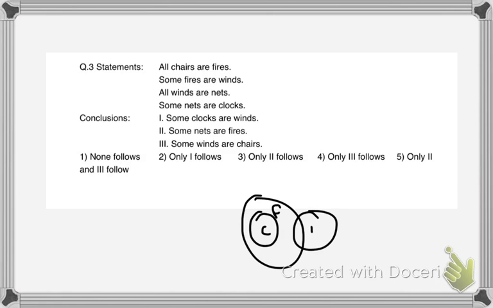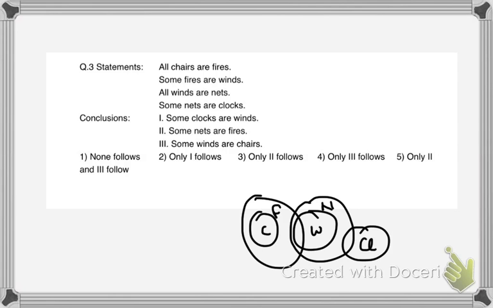Now the second statement says that some fires are winds. So I draw it like this, that is some fires are winds. And now the third statement says that all winds are nets. So I draw it like this, that is all winds are nets. And the fourth statement says that some nets are clocks. So I draw it like this, that is some nets are clocks. So after drawing this diagram from the four statements, I come to my conclusions.